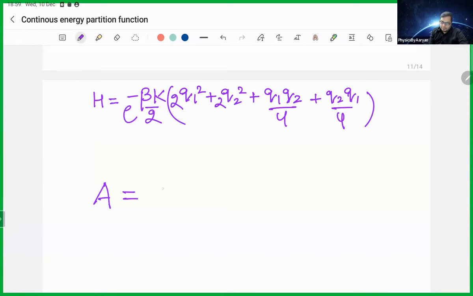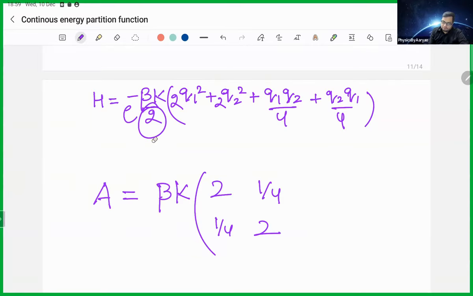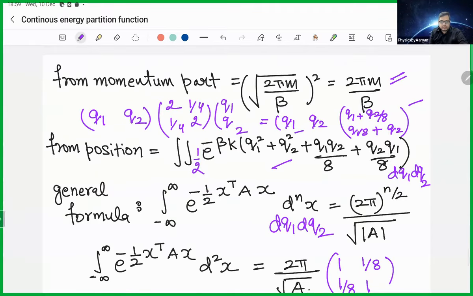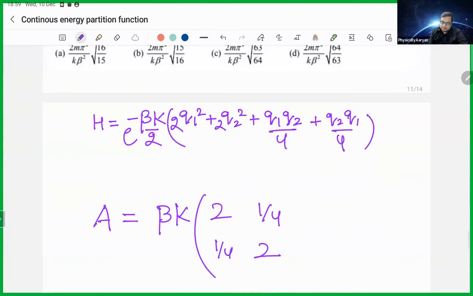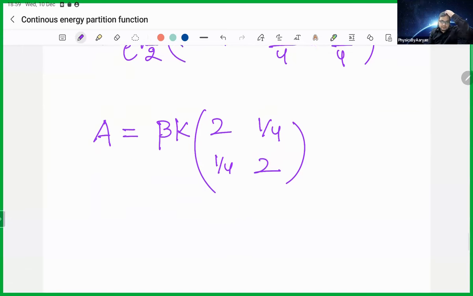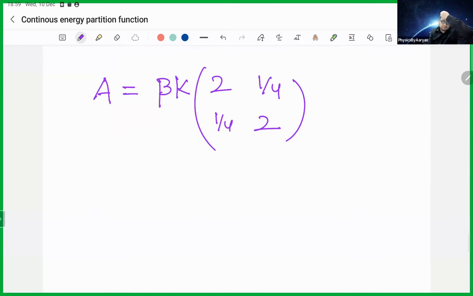So my matrix A will have beta k here, constant term here. And then matrix 2, 2, 1/4, 1/4. I don't take this half because in my general formula, half is there outside. There is a half outside. That is why I do not take this half. This half I keep as such. Rest everything is my A matrix. So A matrix is beta k, and then this part of the matrix. So this is 2, this is 2. This is 1/4, this is 1/4. Okay.